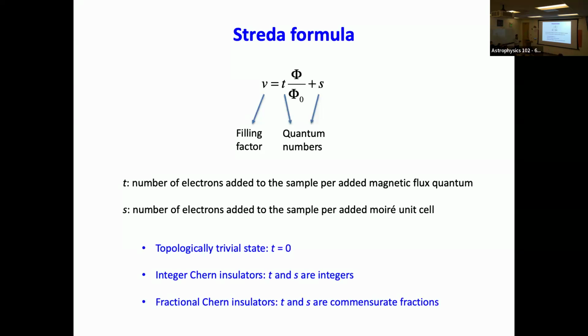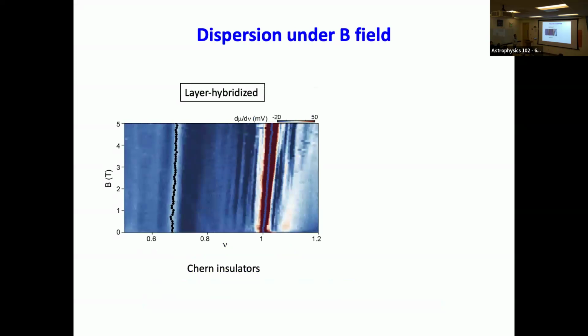And so the state does not disperse with magnetic field. If it's an integer Chern insulator, both T and S are integers. If it's a fractional Chern insulator, T and S are commensurate fractions. What that means is that if it's a fractional Chern insulator, adding one magnetic flux quantum to the system adds a fractional charge to the sample, and it will disperse with a particular slope. So let's take a look at the data here. What I'm showing again is the incompressibility, but now in the axes of filling factor and magnetic field.